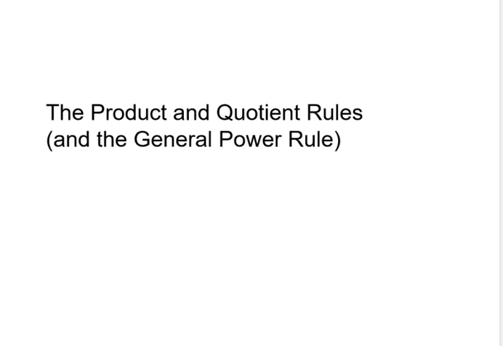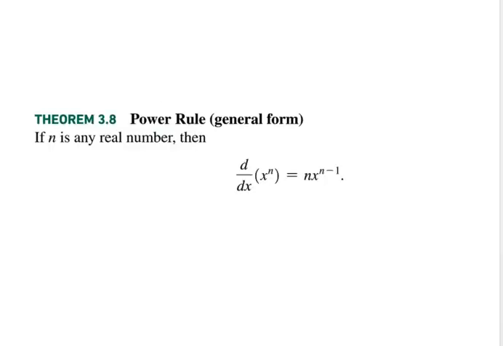Three more important rules we want to look at. This one looks familiar, but if you remember, we defined this n as any positive integer when we first defined it. But it turns out it works for any real number. I can give you an example: if I want to take the derivative of, let's say, the square root of x. We'll see that a lot.